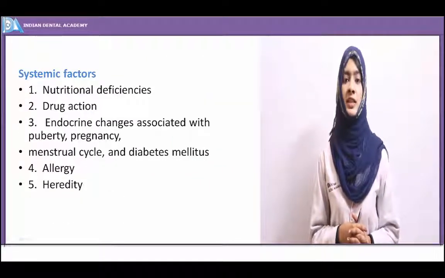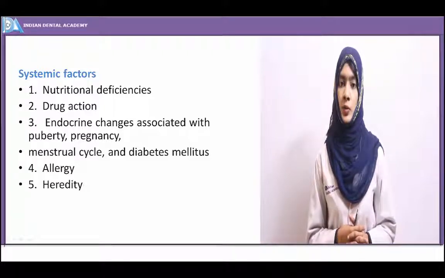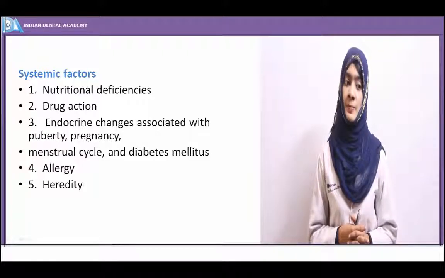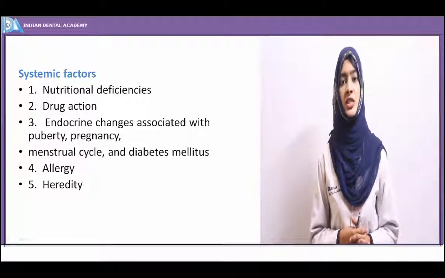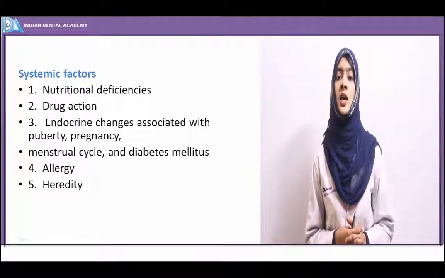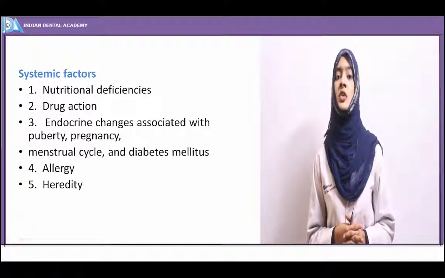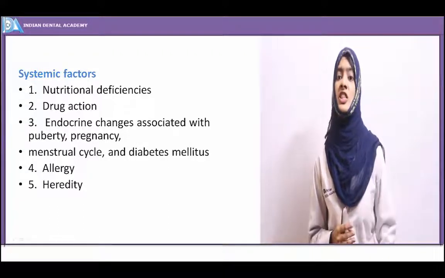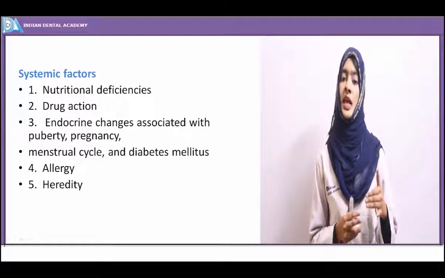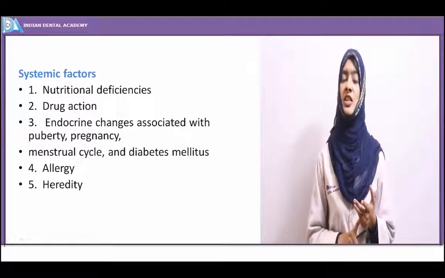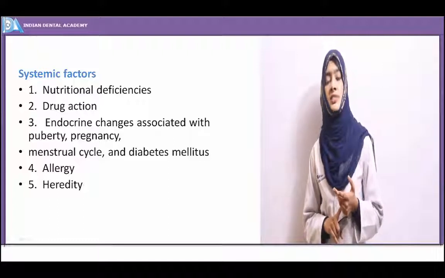Then the systemic factors, as we have discussed: nutritional deficiencies, especially vitamin C deficiency, that is the scorbutic gums, manifested in the gingiva. The gingiva become red, swollen, boggy, edematous. So the deficiency of essential vitamins and minerals also manifests as changes in the gingiva, as gingival diseases.